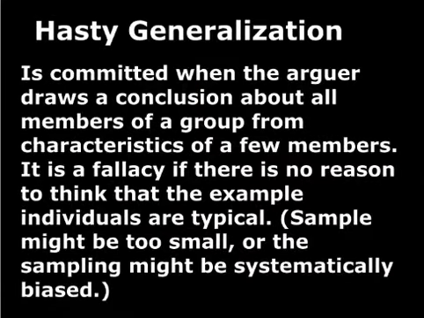Next fallacy: hasty generalization. And this is the last fallacy, I believe. It's committed when the arguer draws a conclusion about all members of a group from characteristics of a few members. It's a fallacy if there's no reason to think the example individuals are typical. Now, there's a number of ways this can go wrong, and we'll talk about some of these. The sample might be too small, or the sampling might be systematically biased.